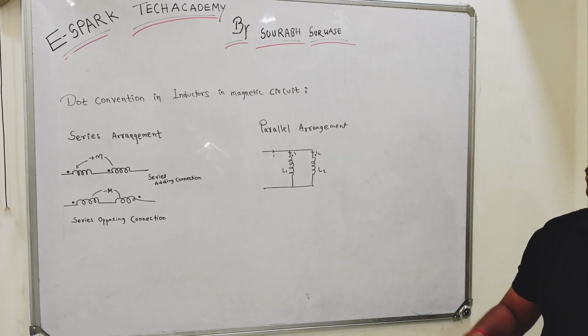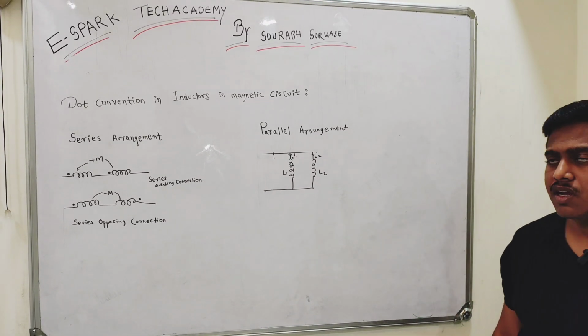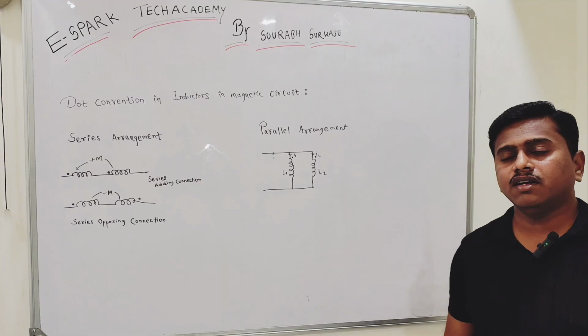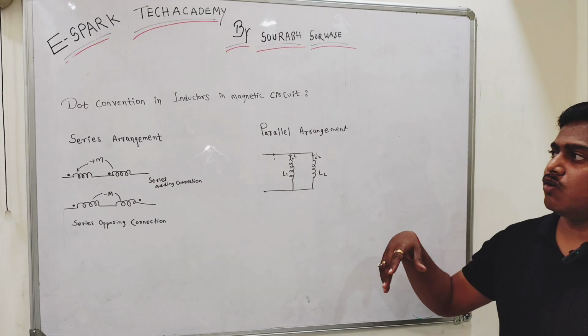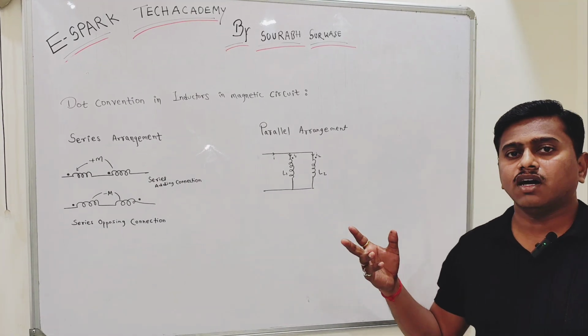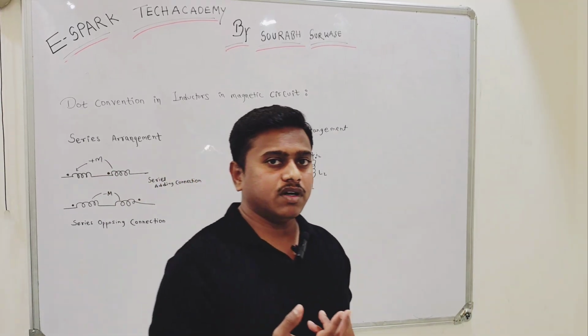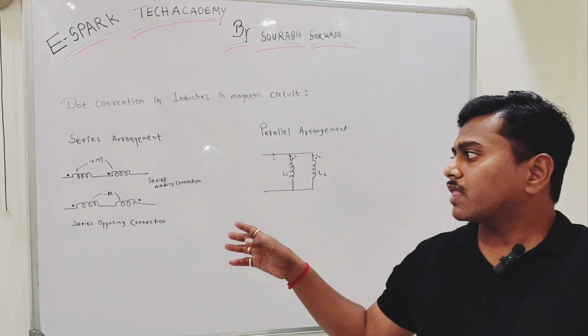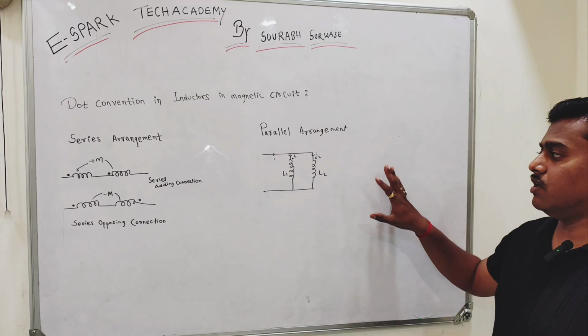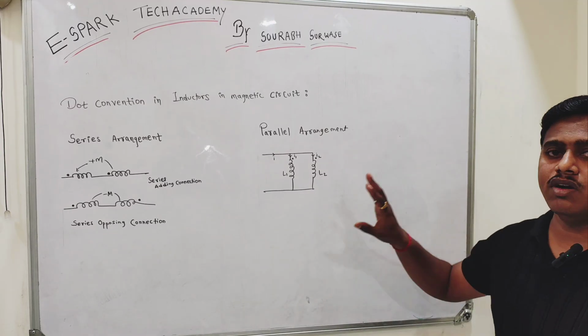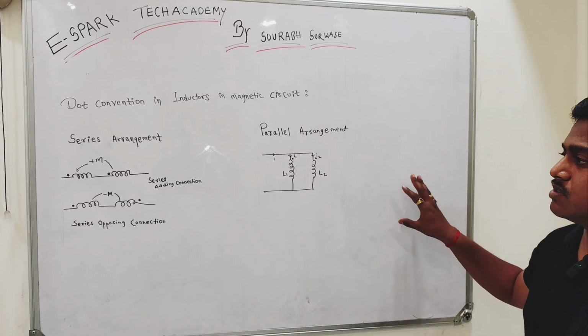Now we will be going through dot conventions in inductors in a magnetic circuit. In the previous lecture we have already gone through what inductors are, what a magnetic field is, what magnetic circuits are, and how they work. Now we will be going through series and parallel connection in the case of inductors, and what mutual inductance actually is.